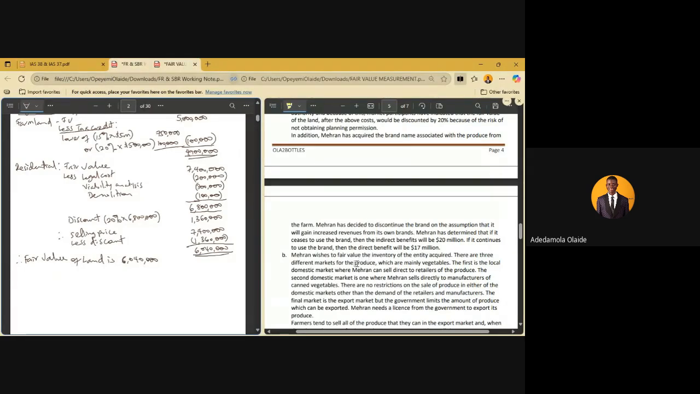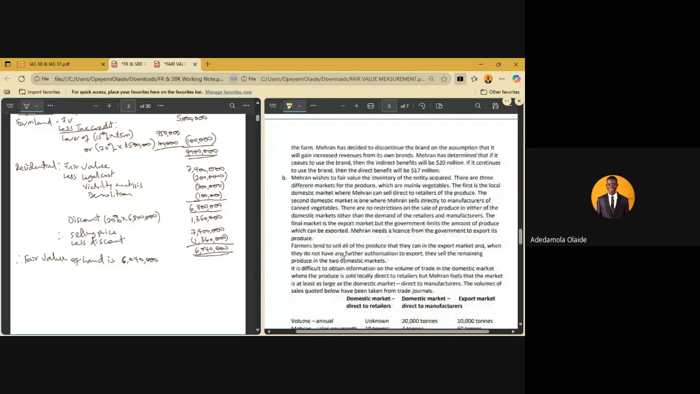In relation to branding, they said they have determined that if they cease to use the brand, the indirect benefits will be 20 million. But if they continue to use the brand, the direct benefits will be 17 million. They've decided to discontinue it. So the fair value on it should be what? Should be 20 million.